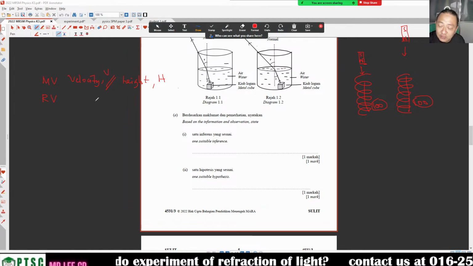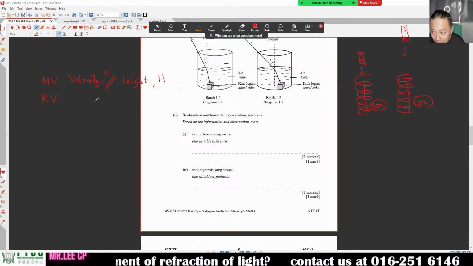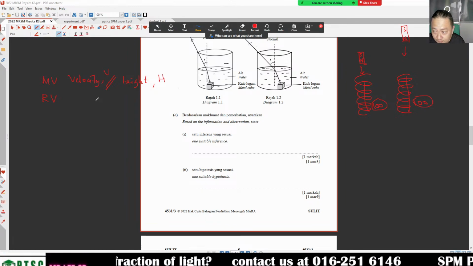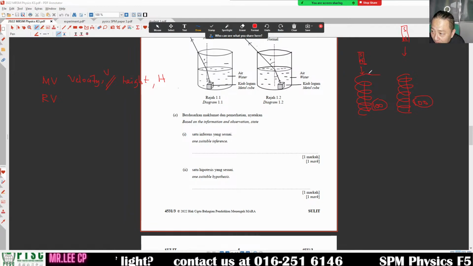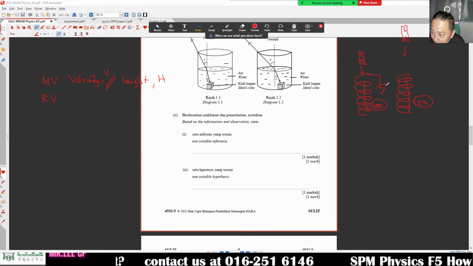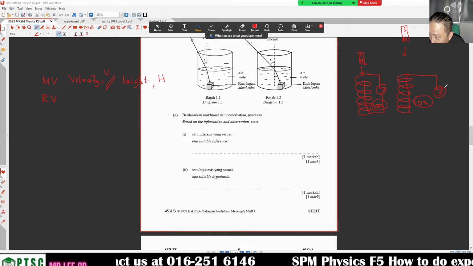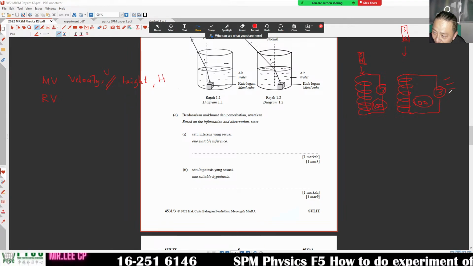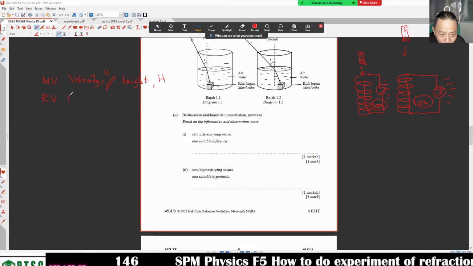Okay. Responding variable. You put one bulb here. This one is brighter, this one is dim. Okay, brightness of the bulb.